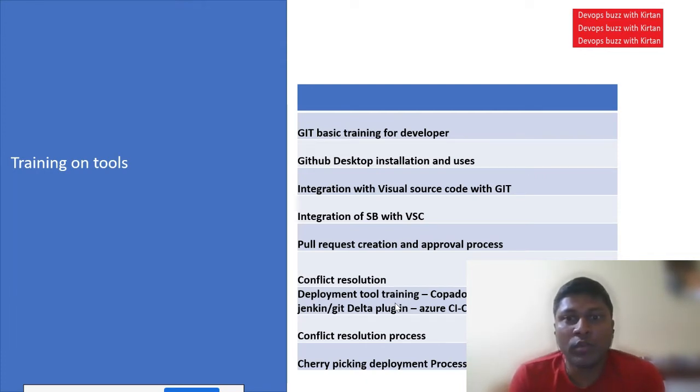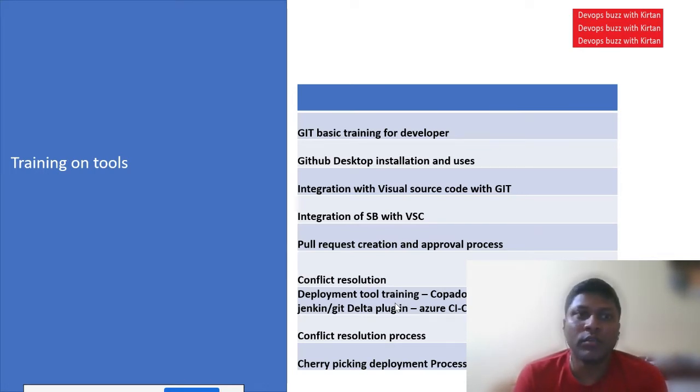For the deployment tool, you can go for a tool available in the market like Copado, Gearset, Flosum, or you can go for the combination of Jenkins and Ant, or you can go for the Git Delta plugin with the Azure CI/CD. You can use any deployment tool, and you have a sandbox and production.